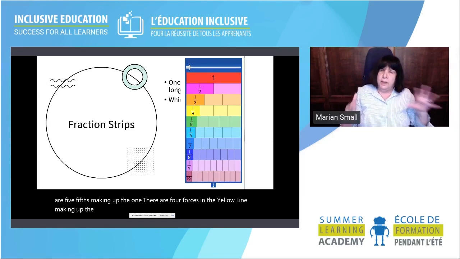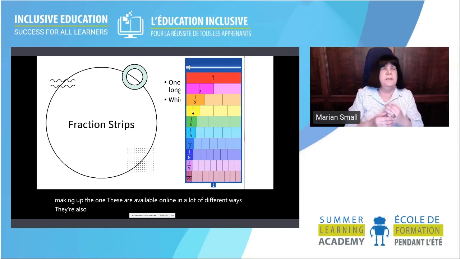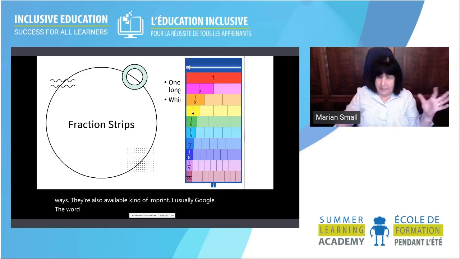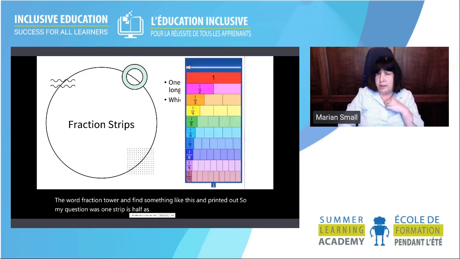These are available online in a lot of different ways. They're also available in print. I usually Google the word fraction tower and find something like this and print it out. So my question was, one strip is half as long as another, which could they be?